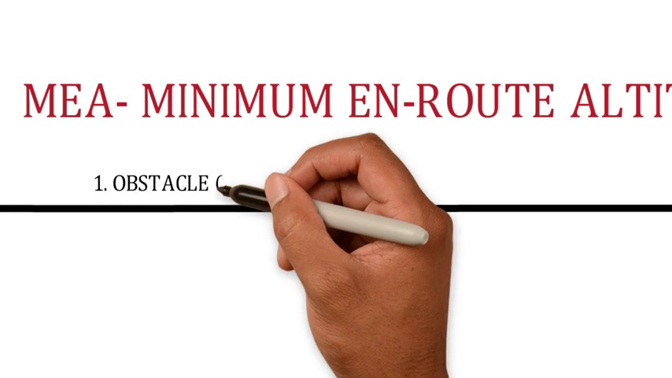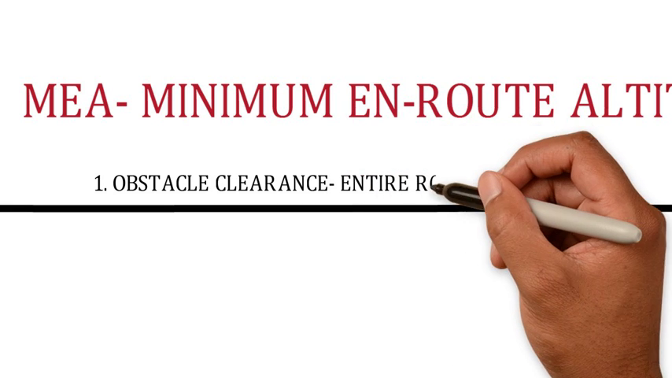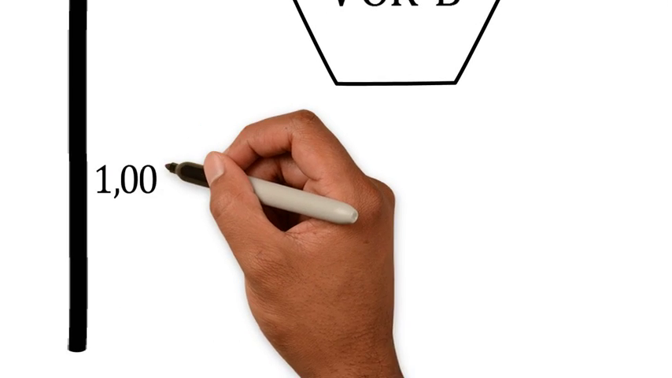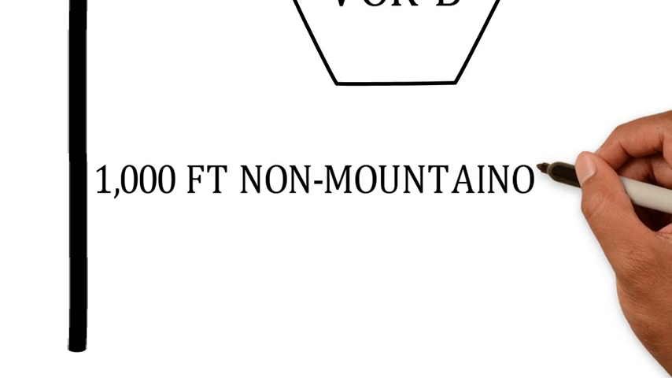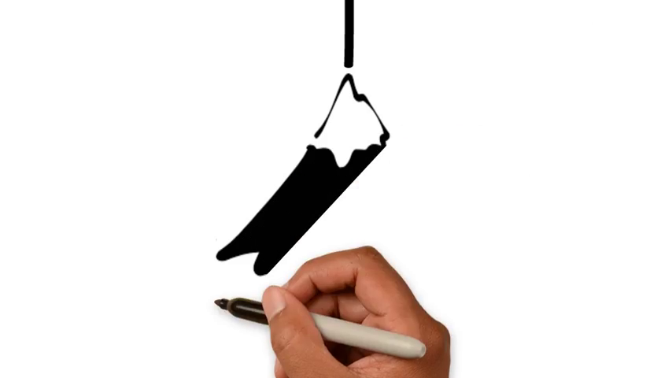Okay, so an MEA gives us two different things. The first thing it gives us is obstacle clearance along the entire route segment. So you're going to be sure you're not going to hit anything. Now, how much obstacle clearance do you get? It depends on if you're in non-mountainous or mountainous areas. If you're in non-mountainous areas of the country, it's 1,000 feet of obstacle clearance. And if you're in mountainous areas, the FAA gives you 2,000 feet of obstacle clearance.